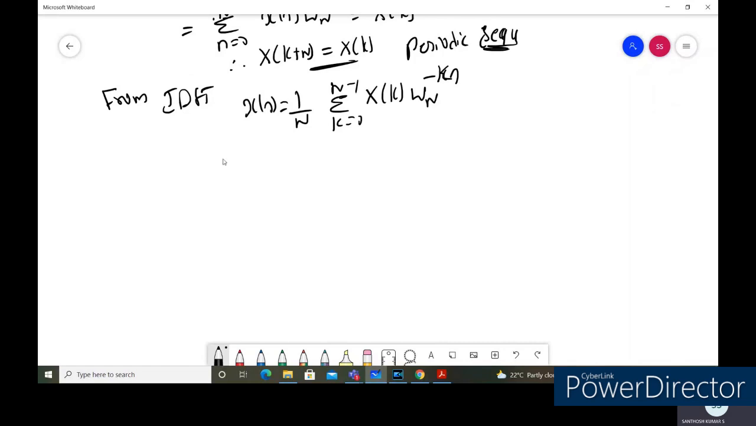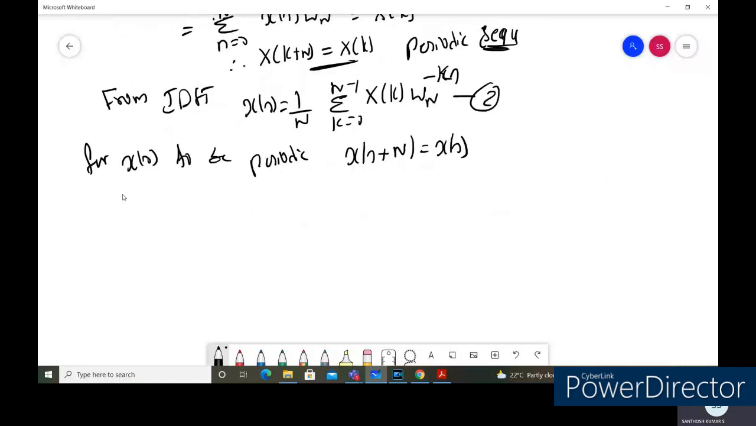Here also it is going to exhibit the periodicity. So for x of n to be periodic, the condition is x of n plus N should be equal to x of n. So let us prove that one. Let us call this equation number 2. In equation 2, let us replace n by n plus capital N.